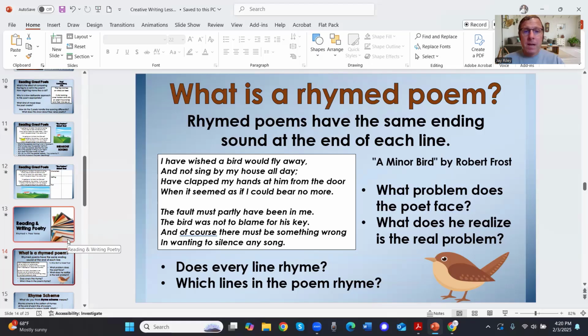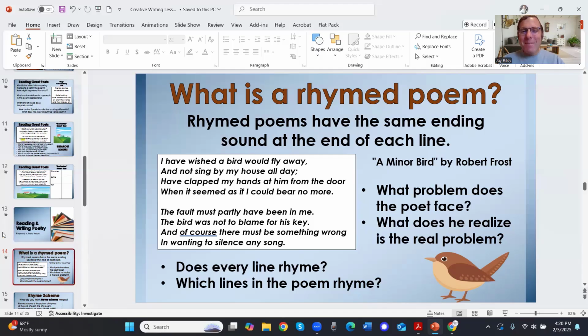I've wished a bird would fly away and not sing by my house all day. Have clapped my hands at him from the door when it seemed as if I could bear no more. The fault must partly have been in me. The bird was not to blame for his key. And of course, there must be something wrong in wanting to silence any song.